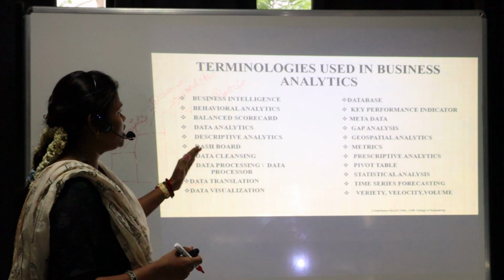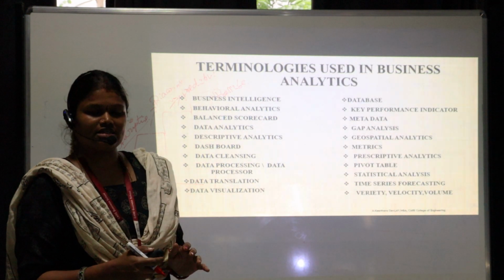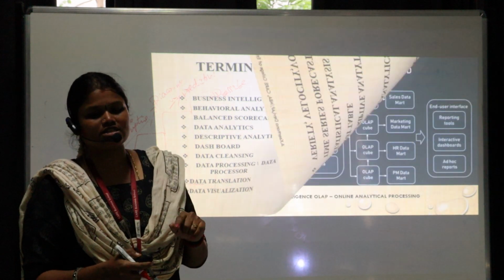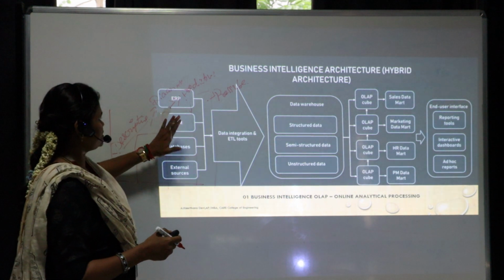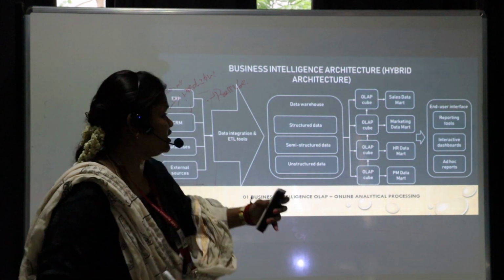So the terminologies used in business analytics: firstly, business intelligence. Business intelligence is where they correlate all the data. For example, these are data from the marketing department.